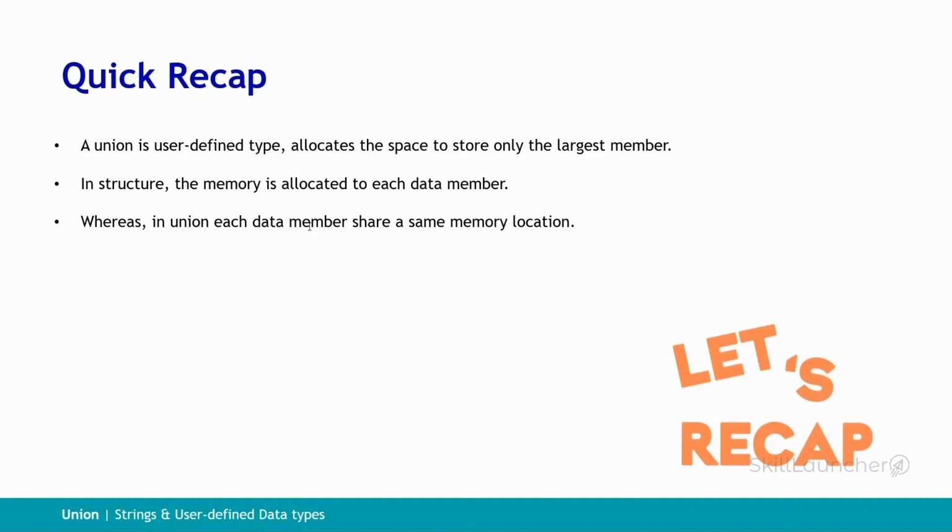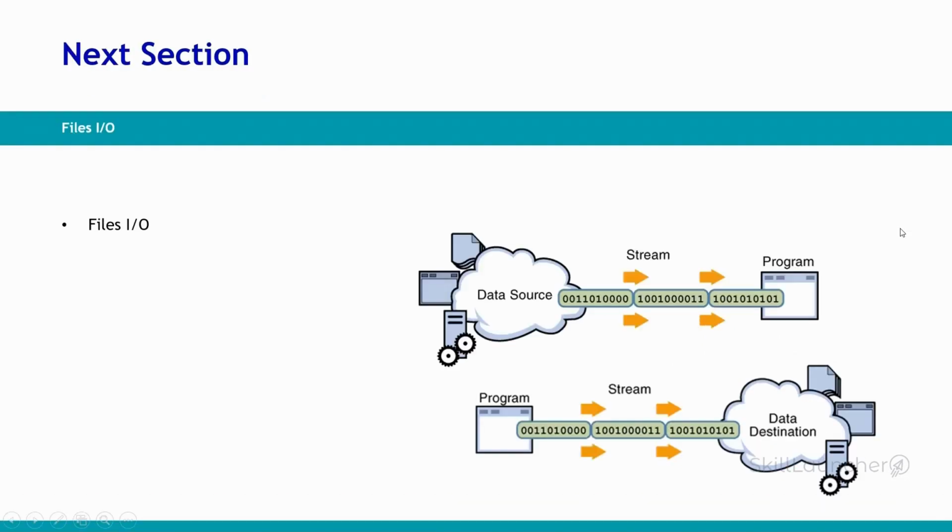Let's have a quick recap. A union is considered as a user-defined data type that allocates the space to store only the largest member. In structure, the memory is allocated to all data members, whereas in union, each data member share a same memory location. Here's the end of section.